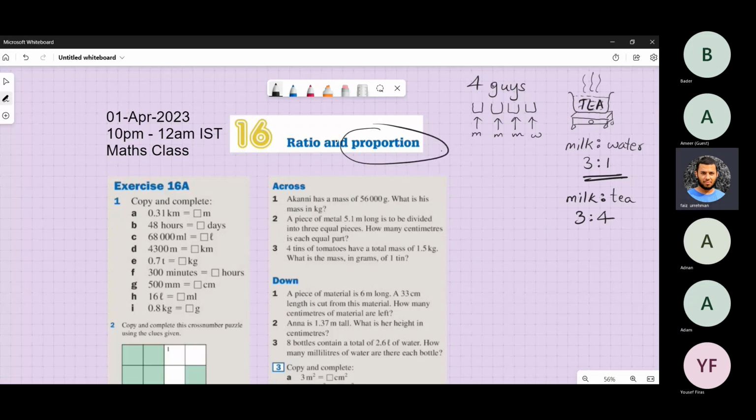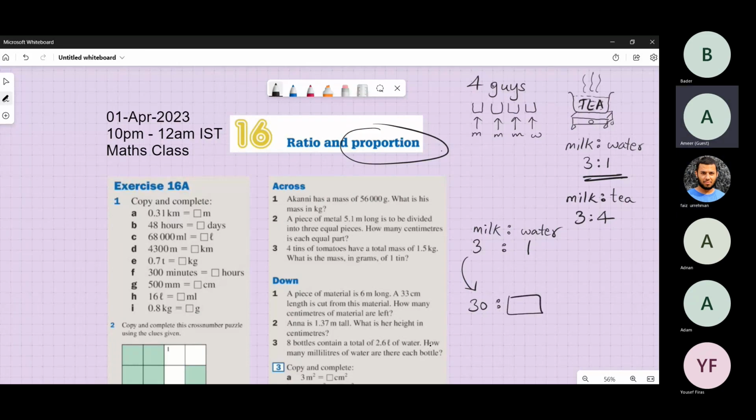And what is proportion? Proportion goes like, if milk to water is 3 to 1, what will happen if I put 30 cups of milk? How many cups of water should I put? 10. 10. This is proportion.